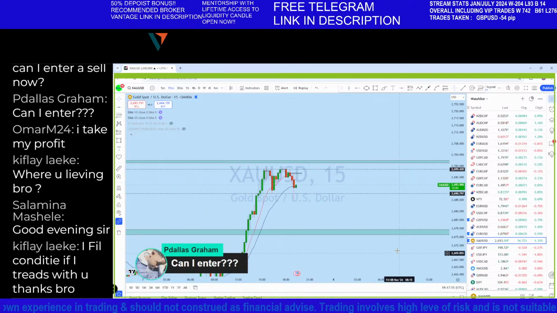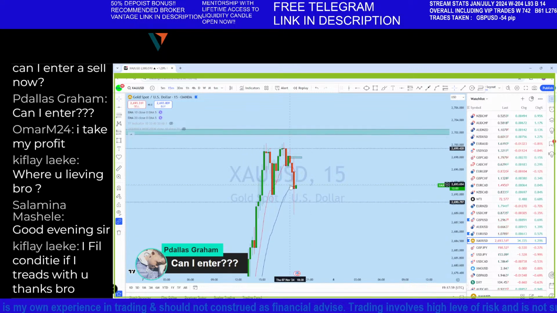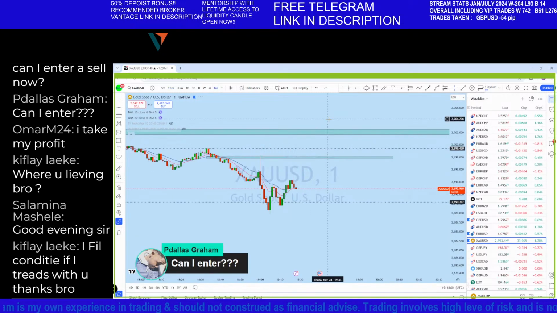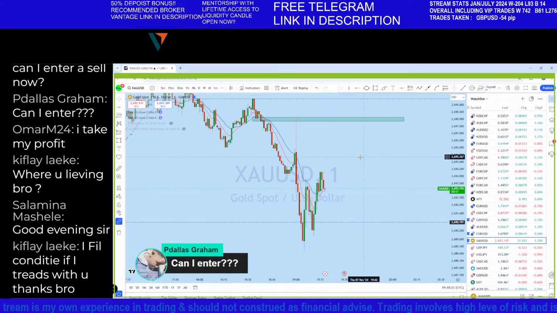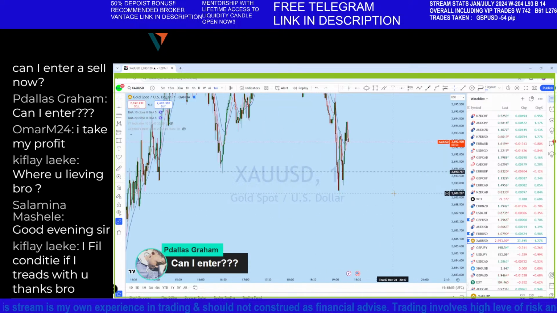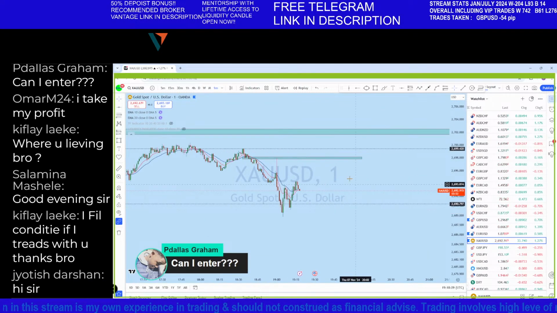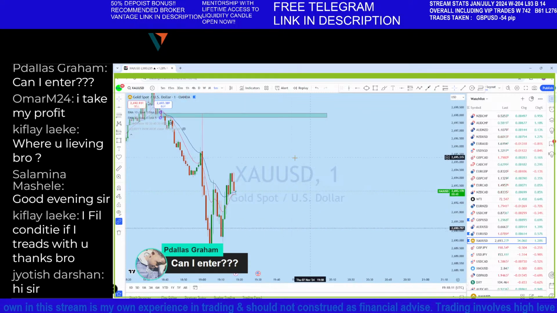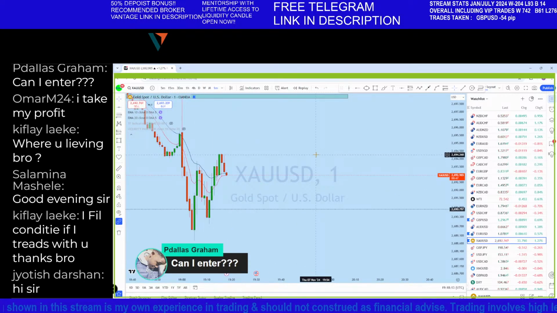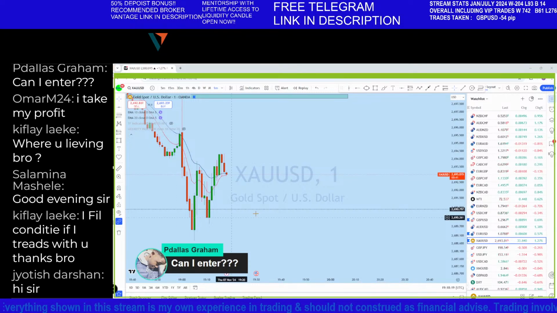Okay, now the question is whether this market is going up or coming for a deeper drop. So what's your viewpoint on that? I think the market is potentially trending to the downside here. There is already a potential liquidity candle being formed here on the lower time frame.